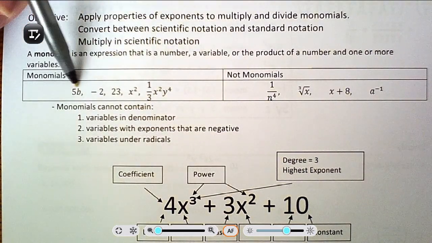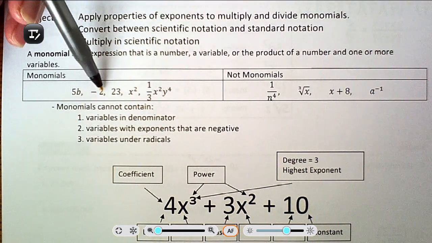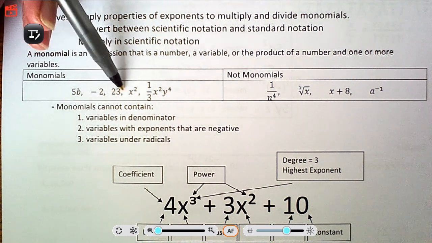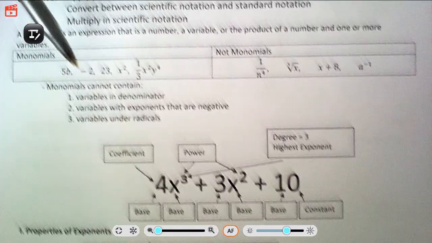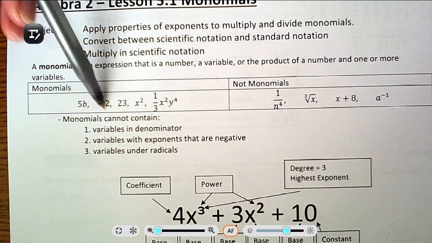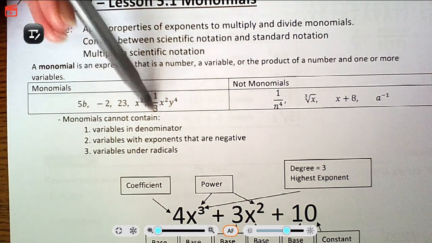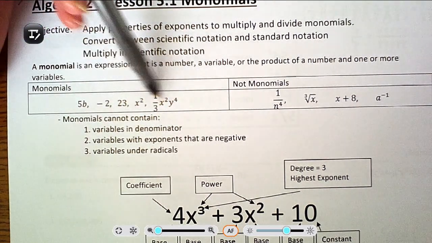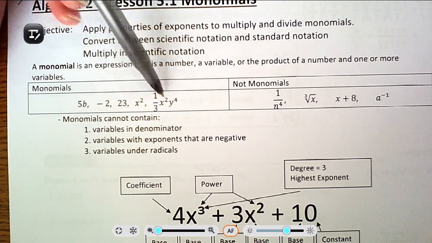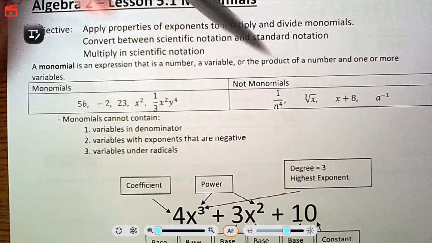That means that there's just one term. That means that there's no terms being added and subtracted together to form a polynomial. Okay. So just one term at a time, and they can have variables, 2 variables, 3 variables, just one variable, or no variables, and fractions, and all sorts of good stuff, powers.